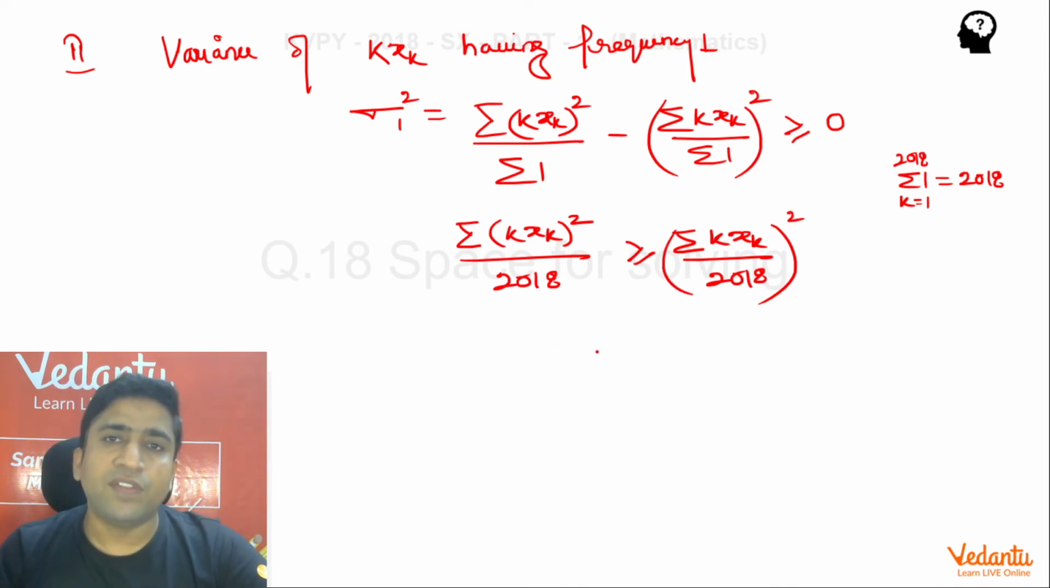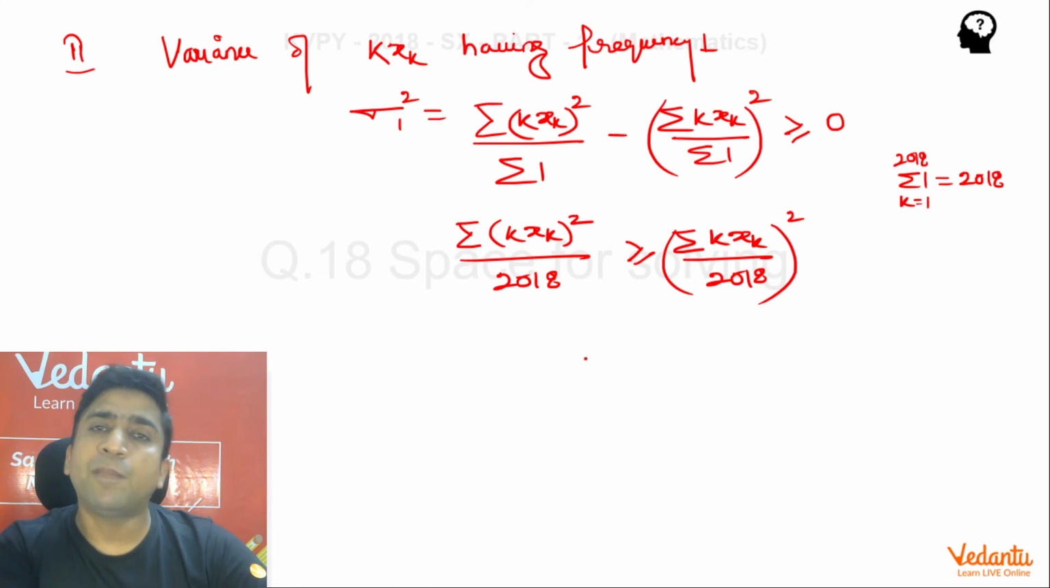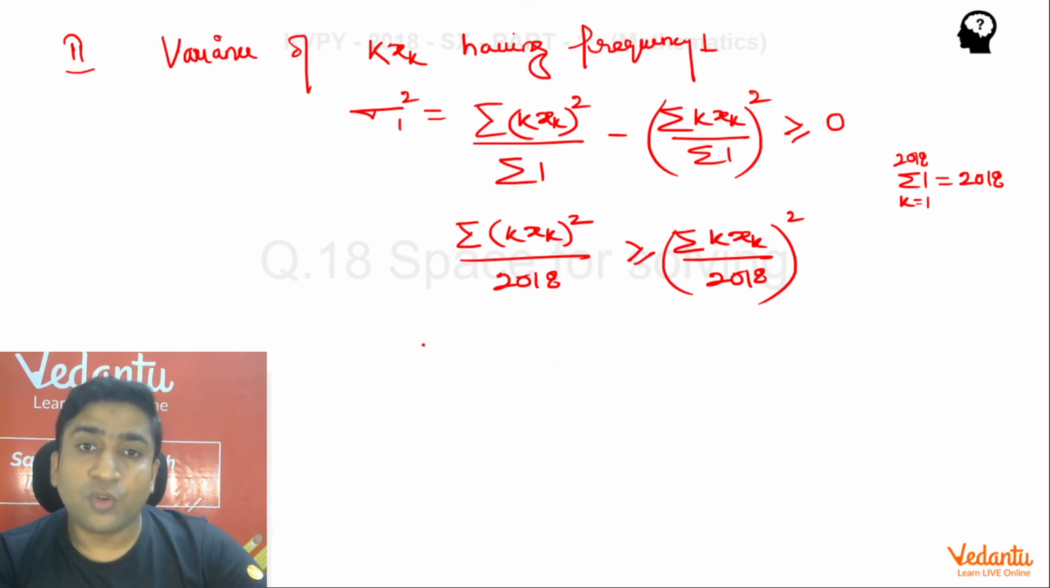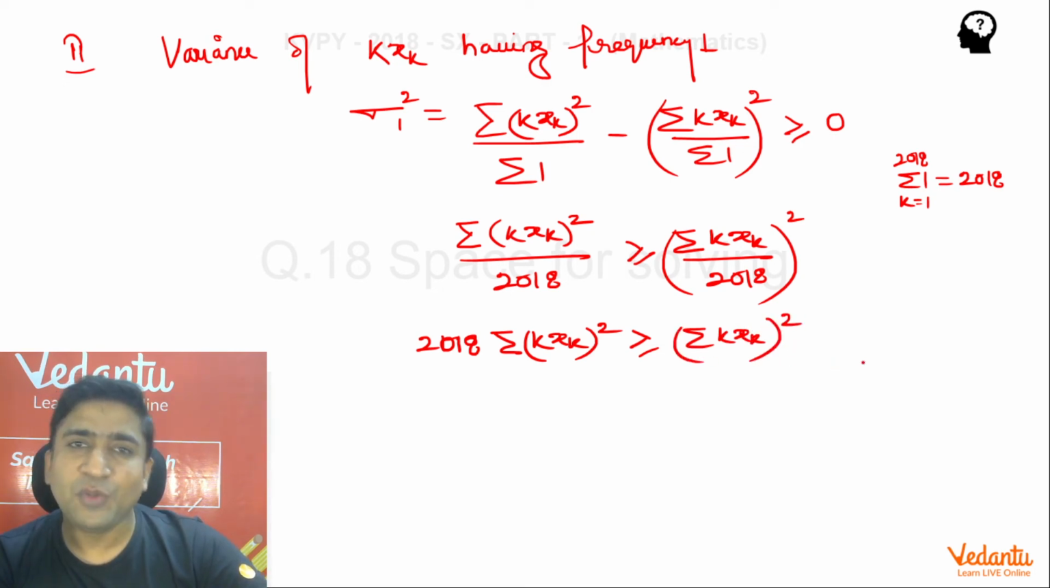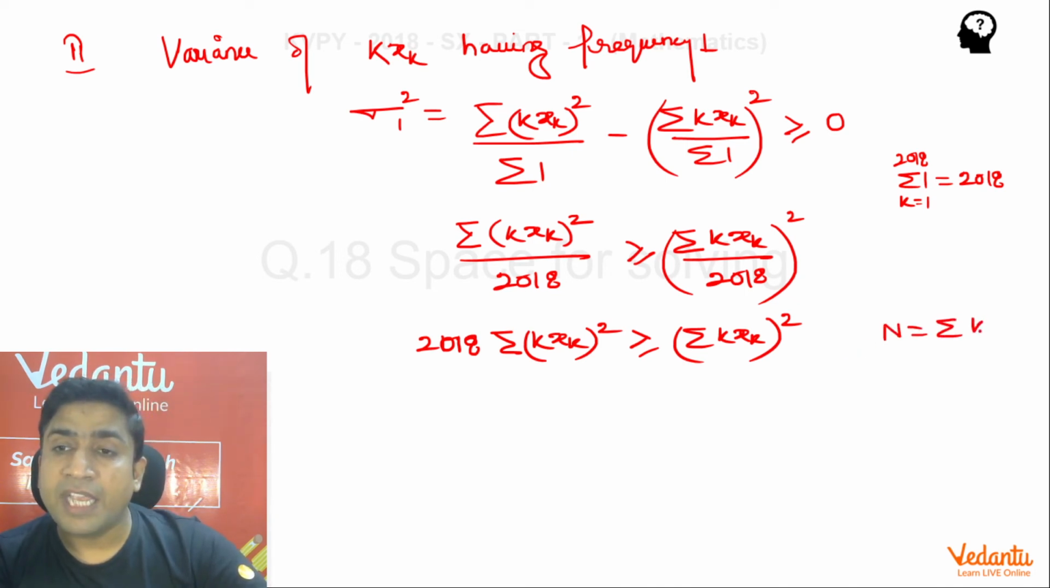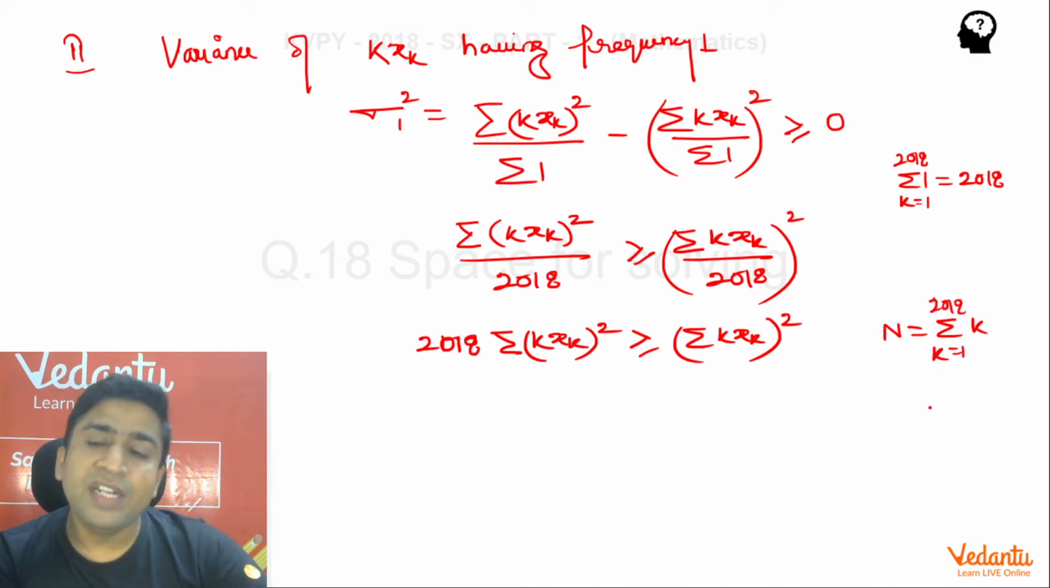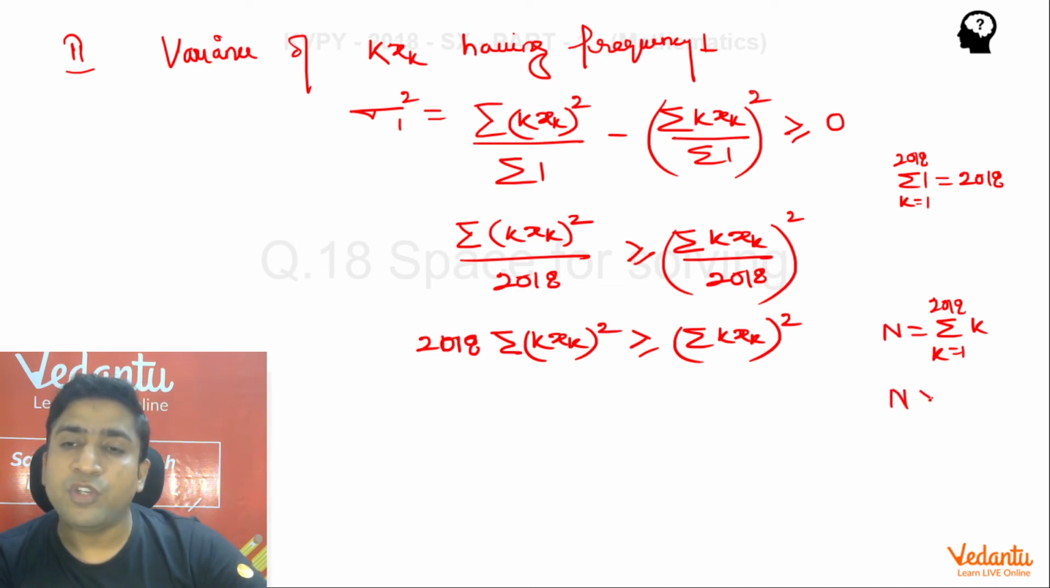Now just try to visualize this expression, because if I multiply both the sides by 2018 square, I'll have this relation, that is 2018 times sigma k xk complete squaring will be greater than or equal to sigma k xk and then complete squaring. I just want to ask you guys, do you understand at this point that n is nothing but sigma k, where k starts from 1 to 2018? I hope we can conveniently consider that this value of n is always going to be greater than or equal to 2018. This is something I can safely assume.